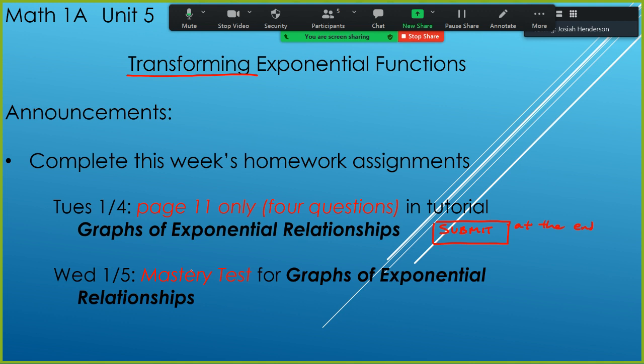And then yesterday we did the mastery test for that first lesson, graphs of exponentials. Today we're going to be doing the second official lesson in Edmentum.